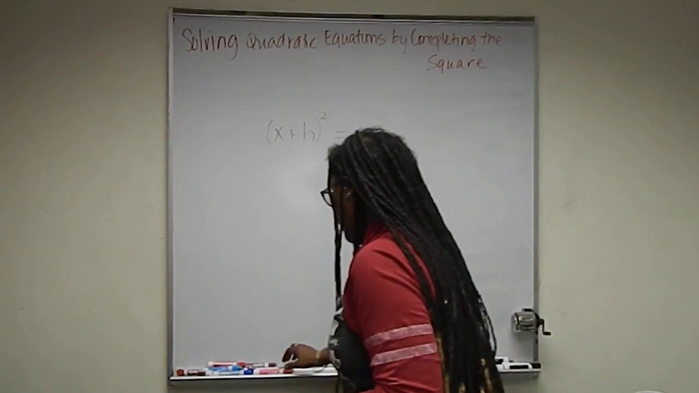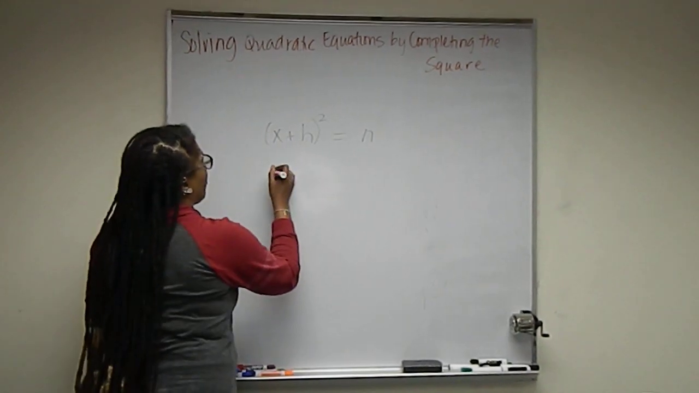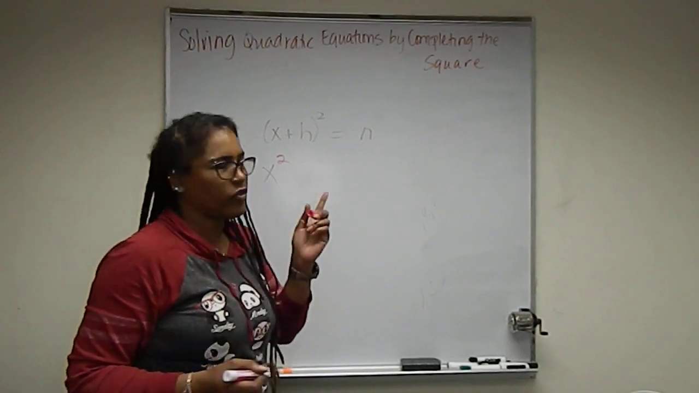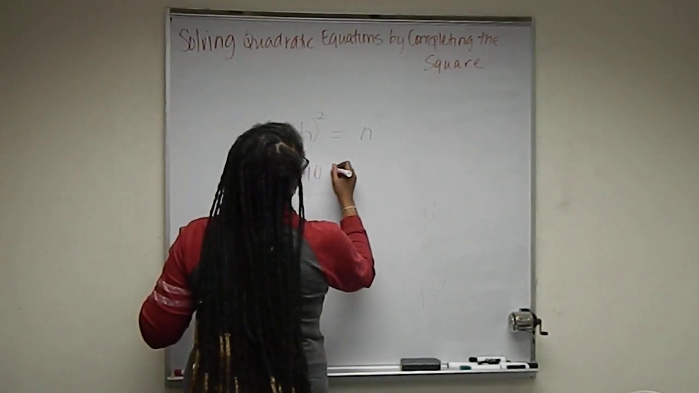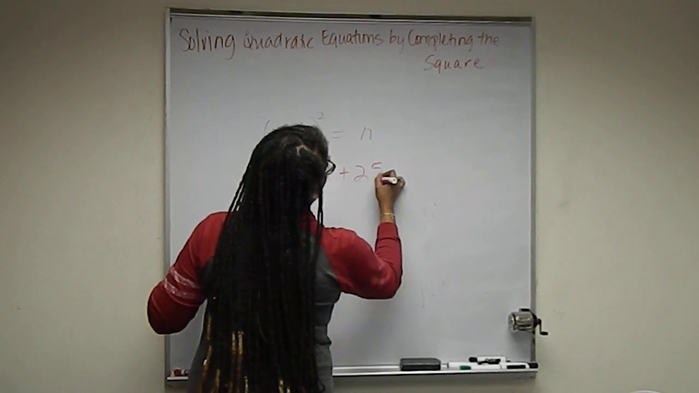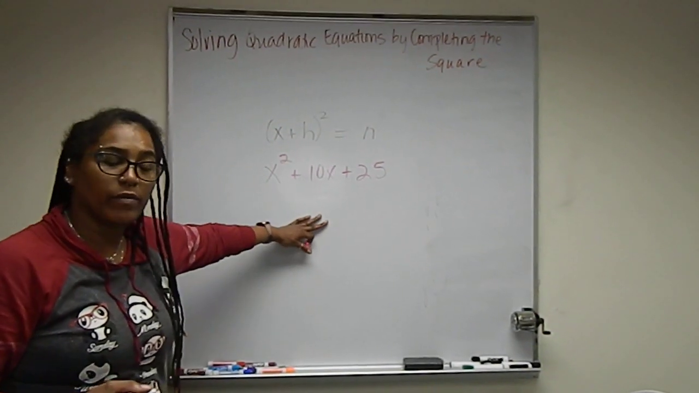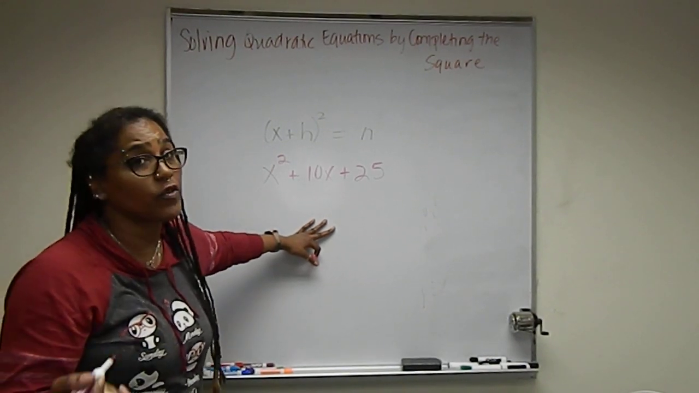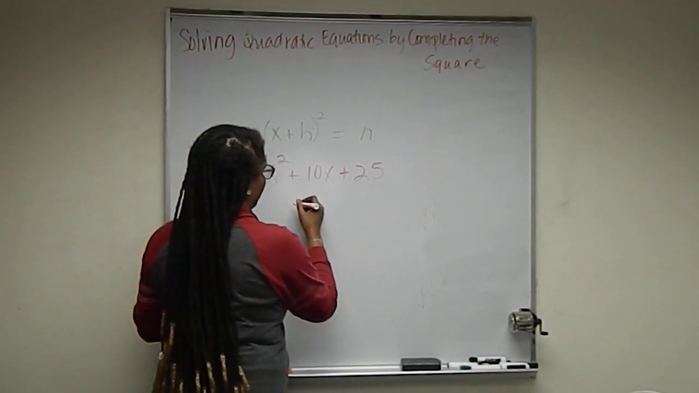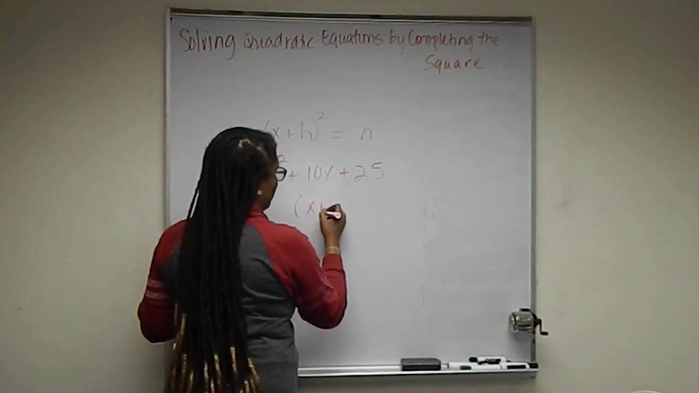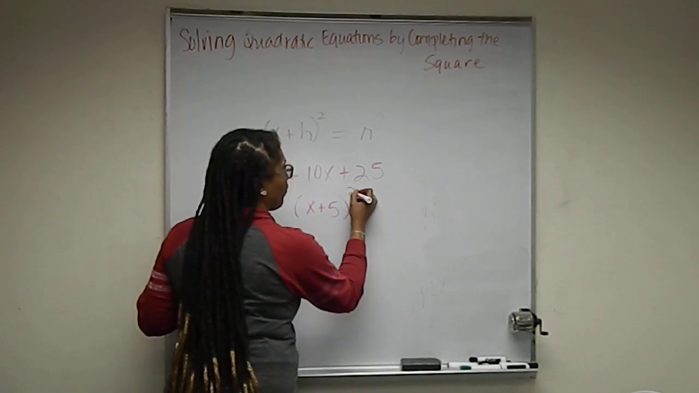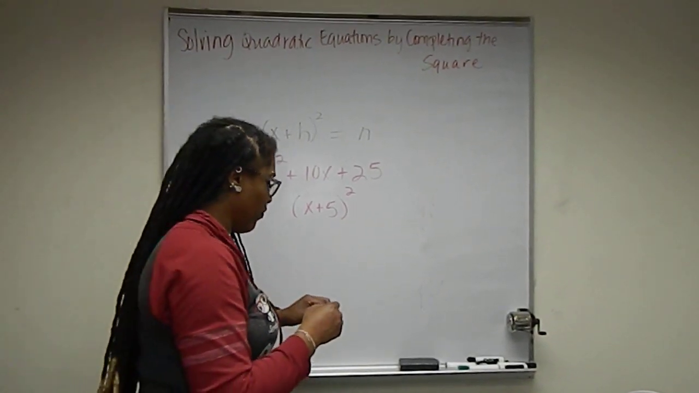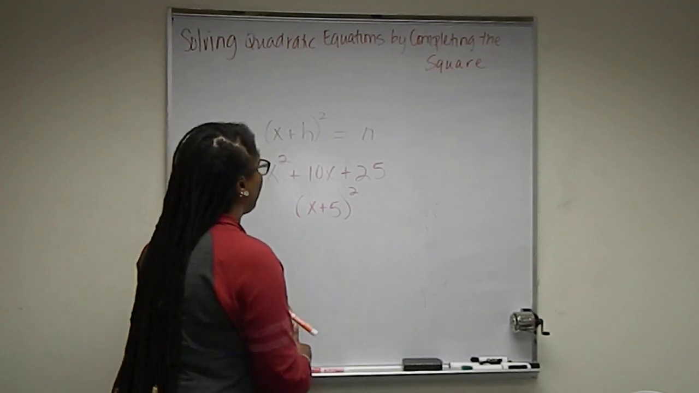So let's just say we had x squared plus 10x plus 25. So we have this regular trinomial. Well, we can rewrite that, or we can factor that, because this is actually factoring, but you can also rewrite it as such. Remember, this is a perfect square trinomial. So how do we know that? I'll remind you real quick.